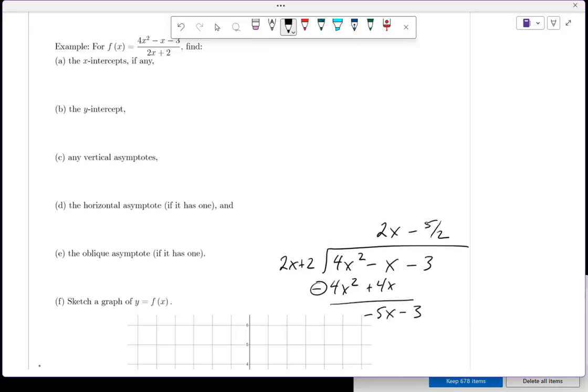And then what do you multiply 2x by to give you -5x? -5/2. And at this point, we can stop. We don't have to figure out what the remainder is. The quotient is your slant asymptote. So we can just write y equals 2x minus 5/2. Once you find the quotient, that is your slant asymptote. You don't have to do anything else. I'll leave the graph for you for practice, but I do want to talk about a couple of things today, and then we'll finish this handout up on Friday.